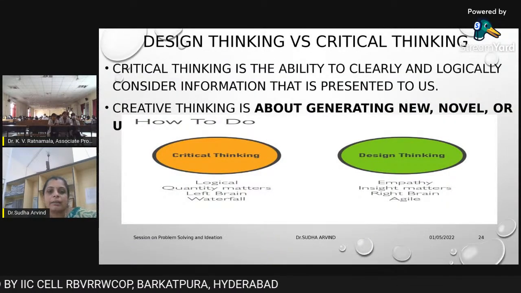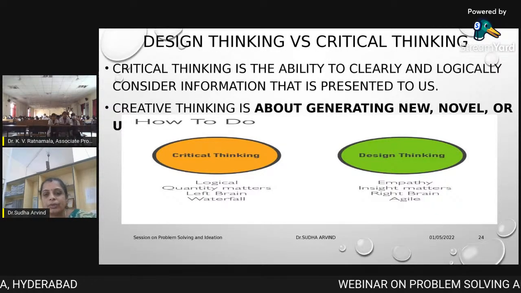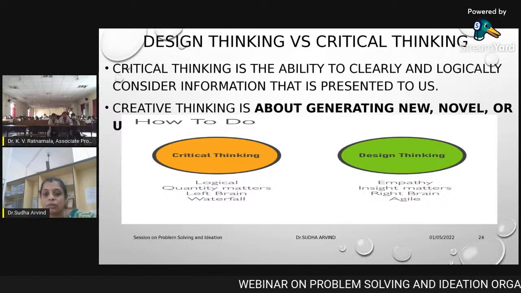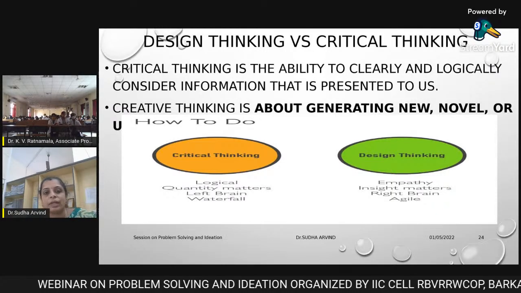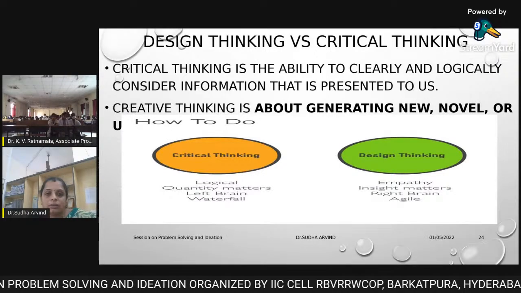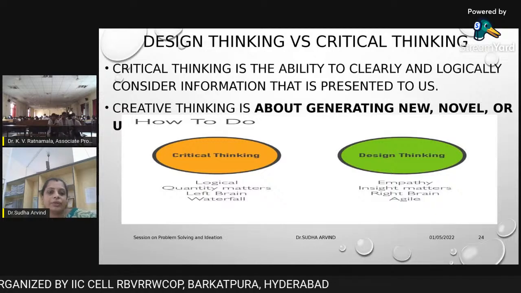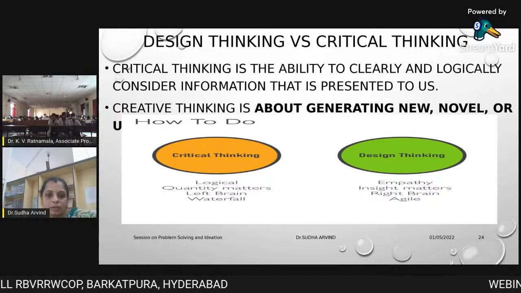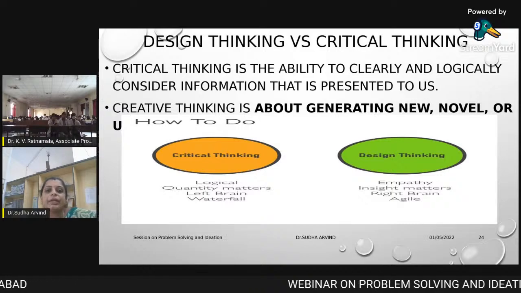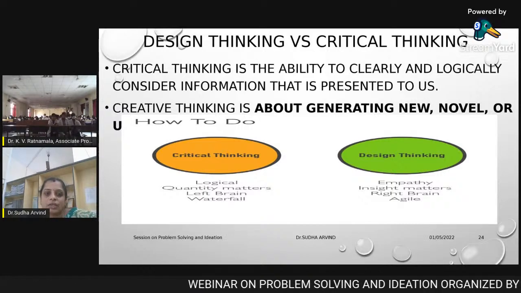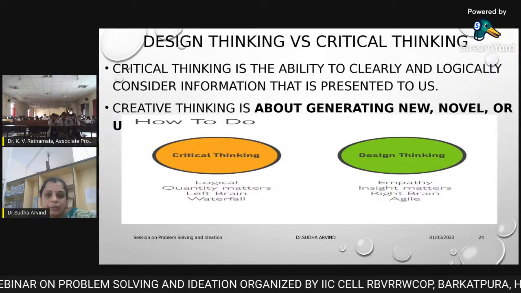So we can compare design thinking and critical thinking. Why? Because when you go through problem solving and ideation, those are two stages of design thinking. Then how are these two different, how are they categorized? As already told, critical thinking is the ability to clearly and logically consider the information presented to us, and how logically you think about it.